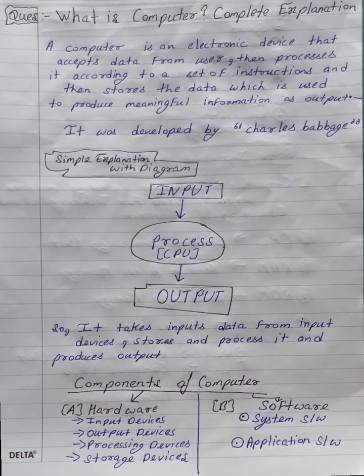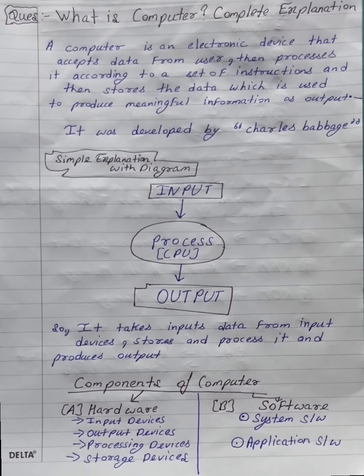So let's talk about the output unit. The output unit displays the result produced by the computer after processing the data, and output devices convert the computer generated information into a form that humans can understand. There are several examples of output devices such as monitor, printer, speakers, projector, etc.